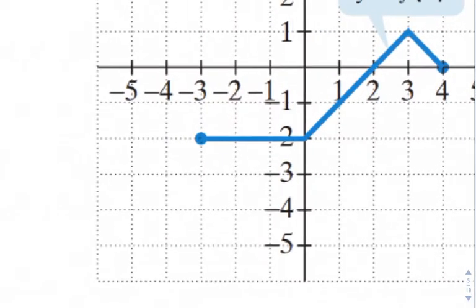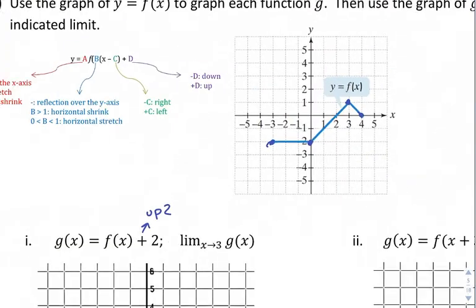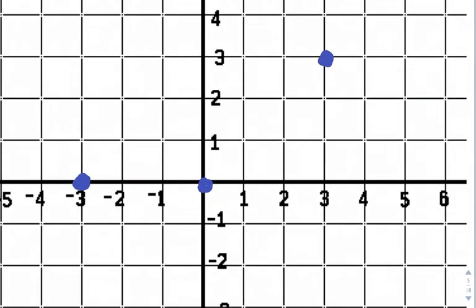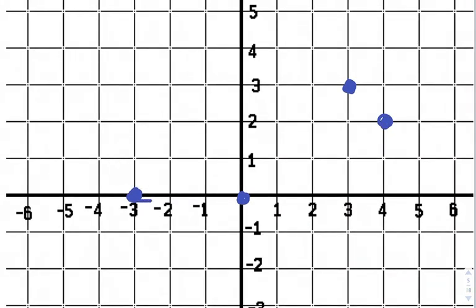So I'm going to take every solid point I see, these 4, and I'm going to move it up 2. So starting at negative 3, 2, it's going to go up 2 to here. Negative 2, 0 is going to go up 2 to here. 3, 1 is going to go up 2 to here. And then 4, 0 is going to go up 2 to here. So this is my g of x.